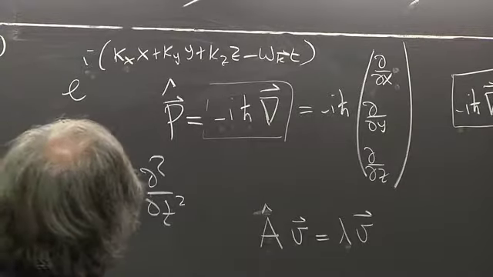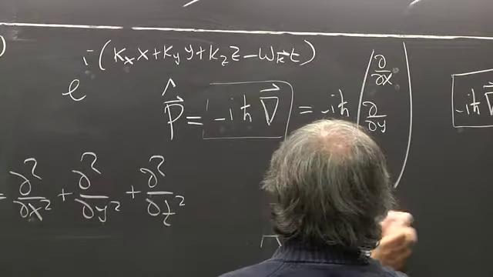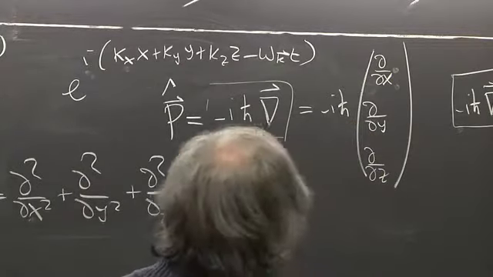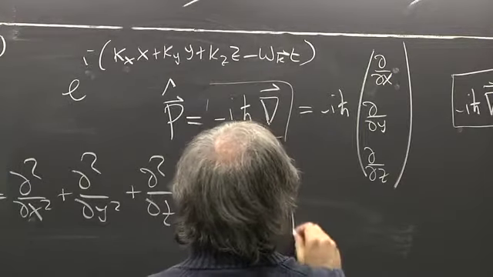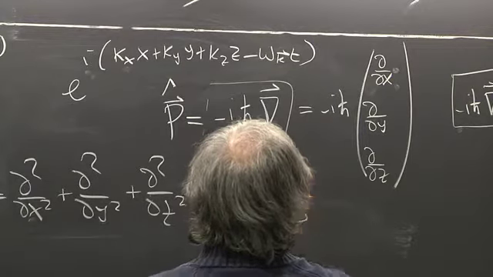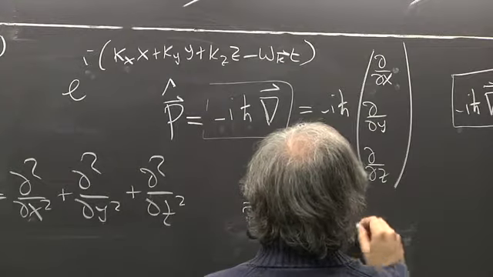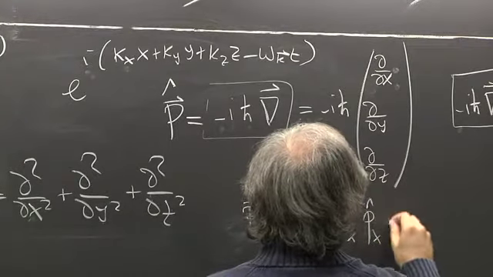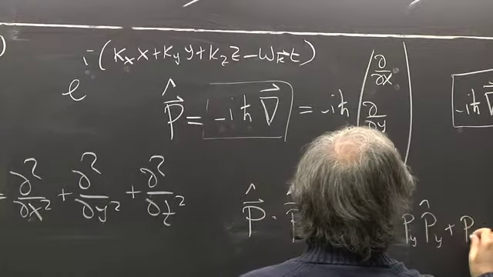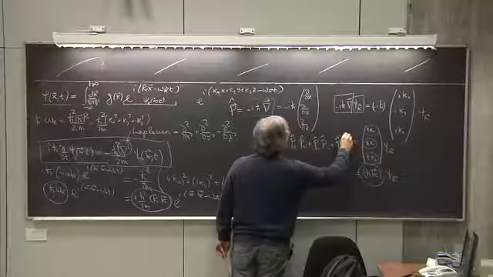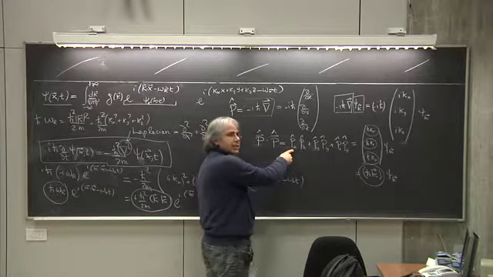Well, one more thing. Let's revisit the Laplacian. Consider the momentum operator dotted into the momentum operator. This means simply px px plus py py plus pz pz. What does it mean? It means act with px and then with px again.